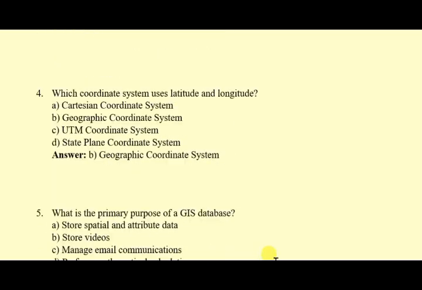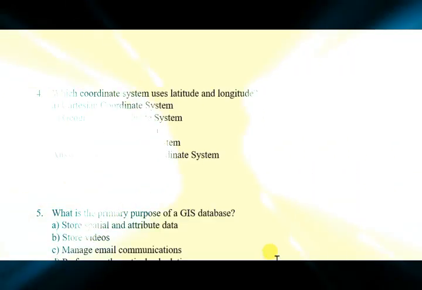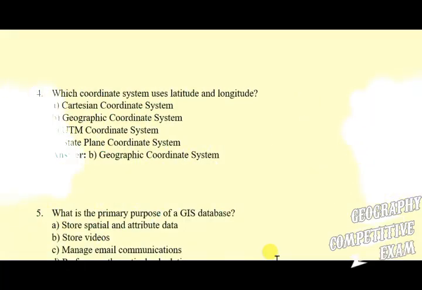Fourth question is, which coordinate system uses latitude and longitude? Cartesian coordinate system, geographic coordinate system, UTM coordinate system, state plane coordinate system. Here the right answer will be geographic coordinate system.